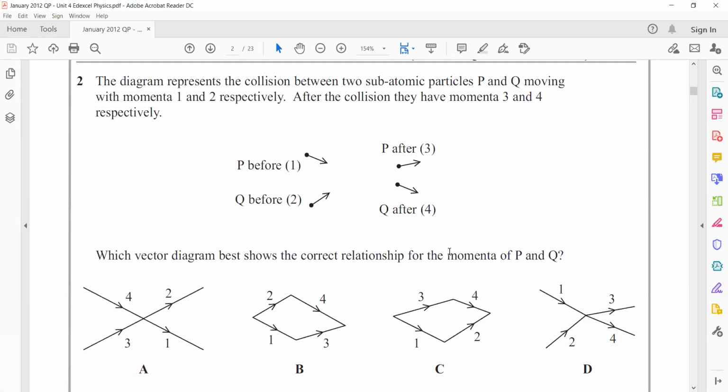The diagram represents the collision between two subatomic particles, P and Q, moving with momenta 1 and 2. After the collision, they have momenta 3 and 4. Which vector diagram best describes the relation between the momenta? Because the momentum before collision should be equal to the momentum after collision. So what is the answer for this? A, B, C, or D?